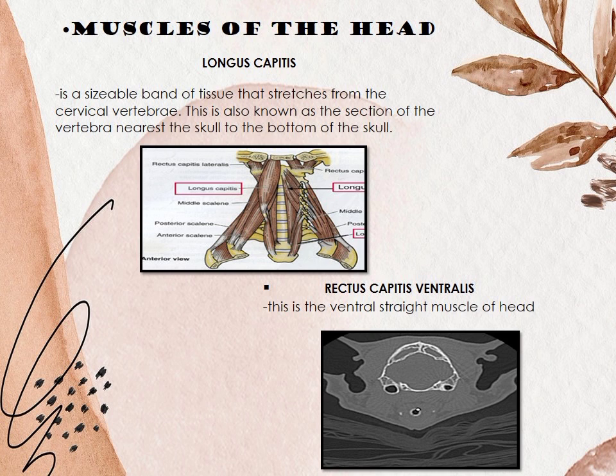The first one, we have longus capitis. This is a sizable band of tissue that stretches from the cervical vertebrae, the section of the vertebra nearest the skull, to the bottom of the skull. This muscle is located anterior to longus colli. The next one, we have rectus capitis ventralis. This is the ventral straight muscle of the head. This muscle is located behind the upper part of the longus capitis.